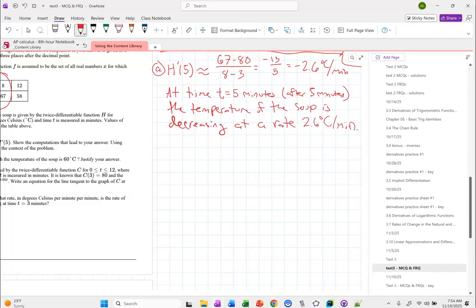Notice I didn't write negative 2.6 here. Why didn't I write negative? Because I said decreasing. Perfect. Yes, 100%. Again, you could say changing at a rate of negative 2.6. That would be fine, right? Means the same thing. And whenever they ask what this means in the context of the problem, they're looking for you to relate it back to the specific story about it, right? So far, so good? Okay.